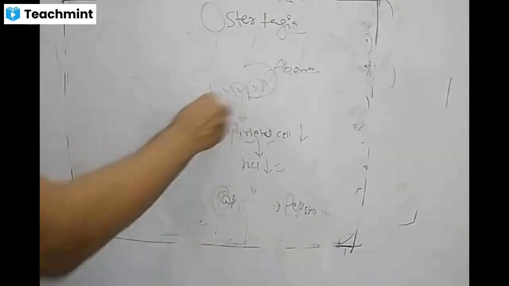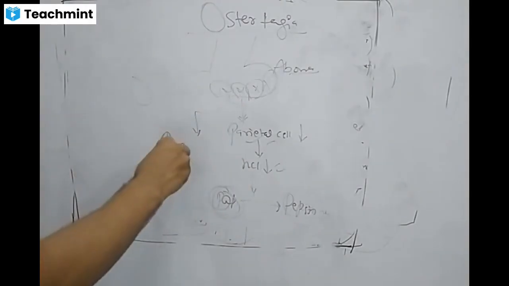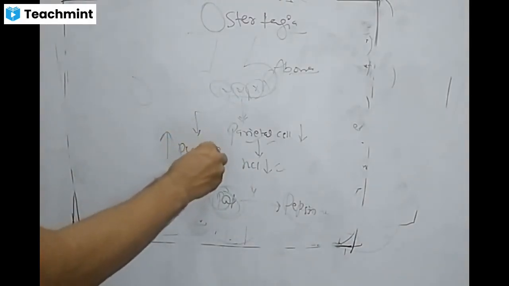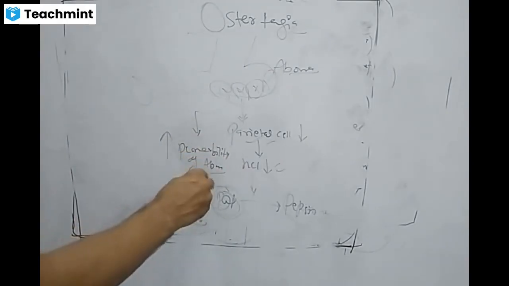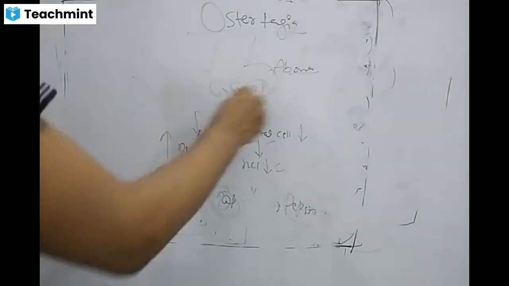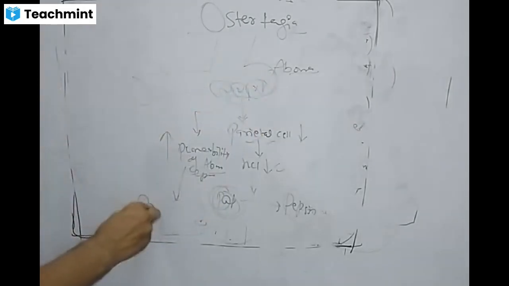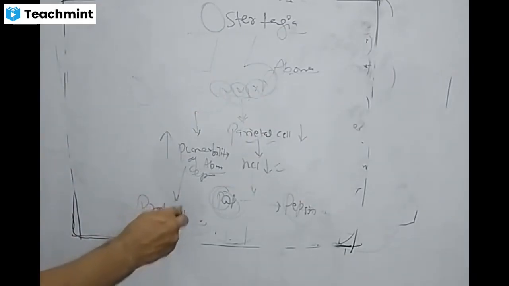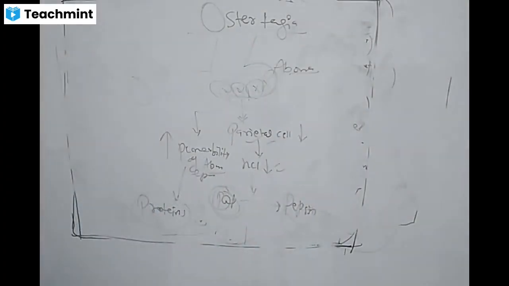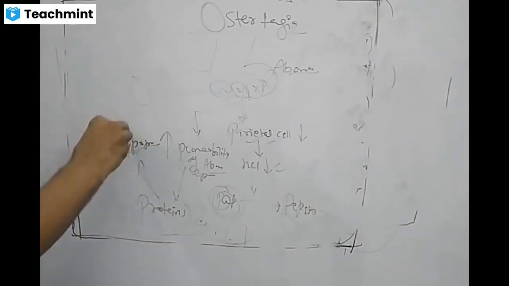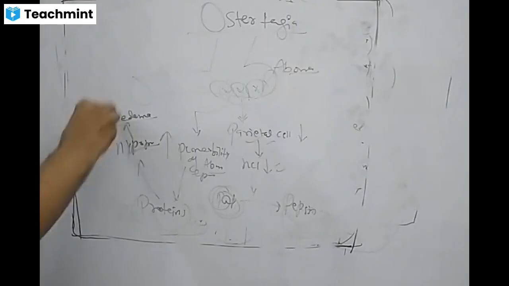And the second thing is the increased permeability of the abomasal epithelia. If you increase the permeability, then there will be loss of proteins. Proteins in the stomach, they are pepsin, and there may be some other plasma proteins. So if proteins are lost, then there may be hypoproteinemia, and that may lead to edema.